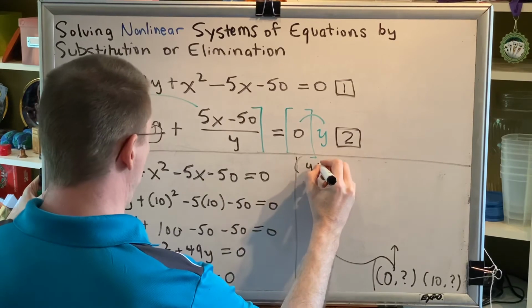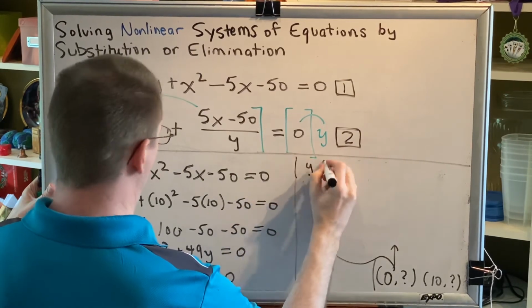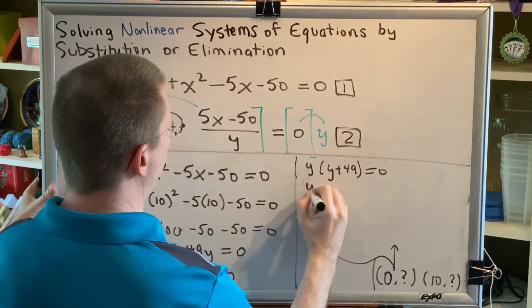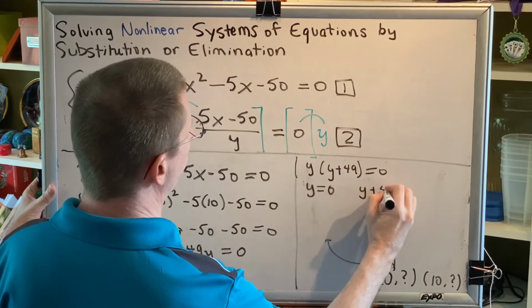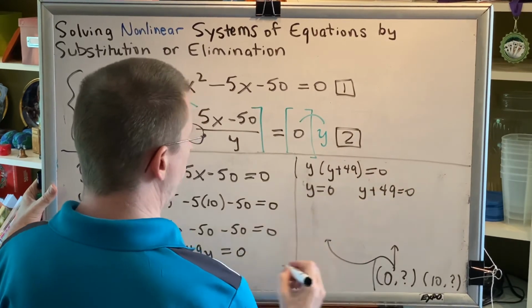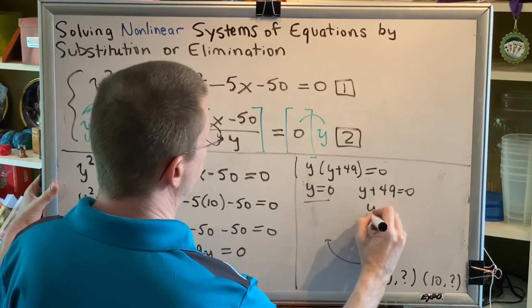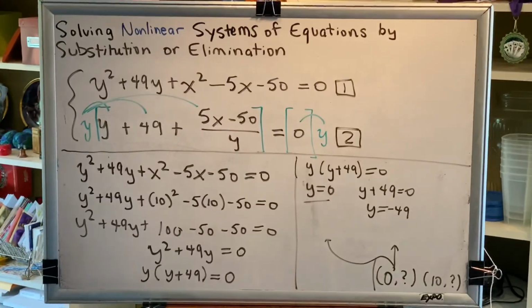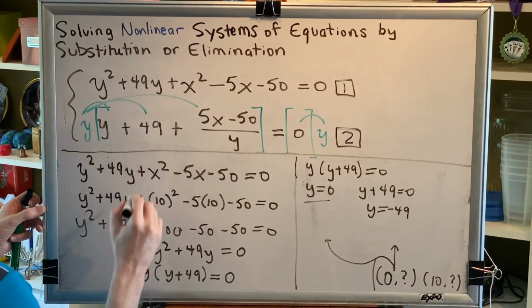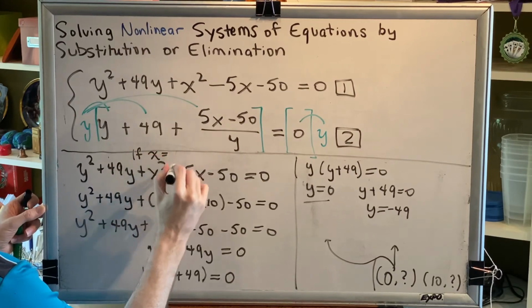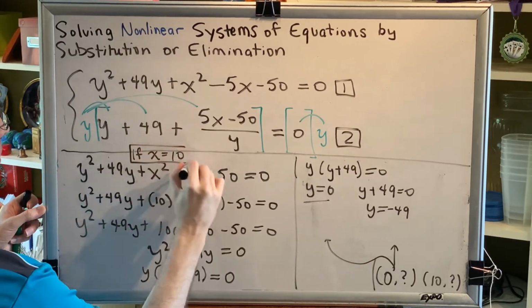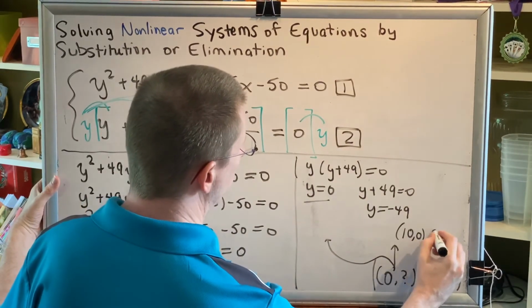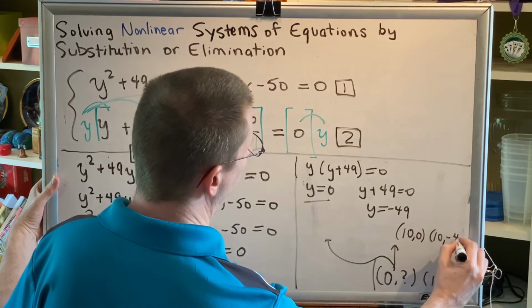Okay, so y times y plus 49 equals 0. By the zero product property, I get y equals 0, or y plus 49 equals 0. And this is already solved. This gives me y equals negative 49. And so now, again, I get two values of y for a single value of x. We were checking if x was equal to 10 this time. So we get 10 comma 0 and 10 comma negative 49.